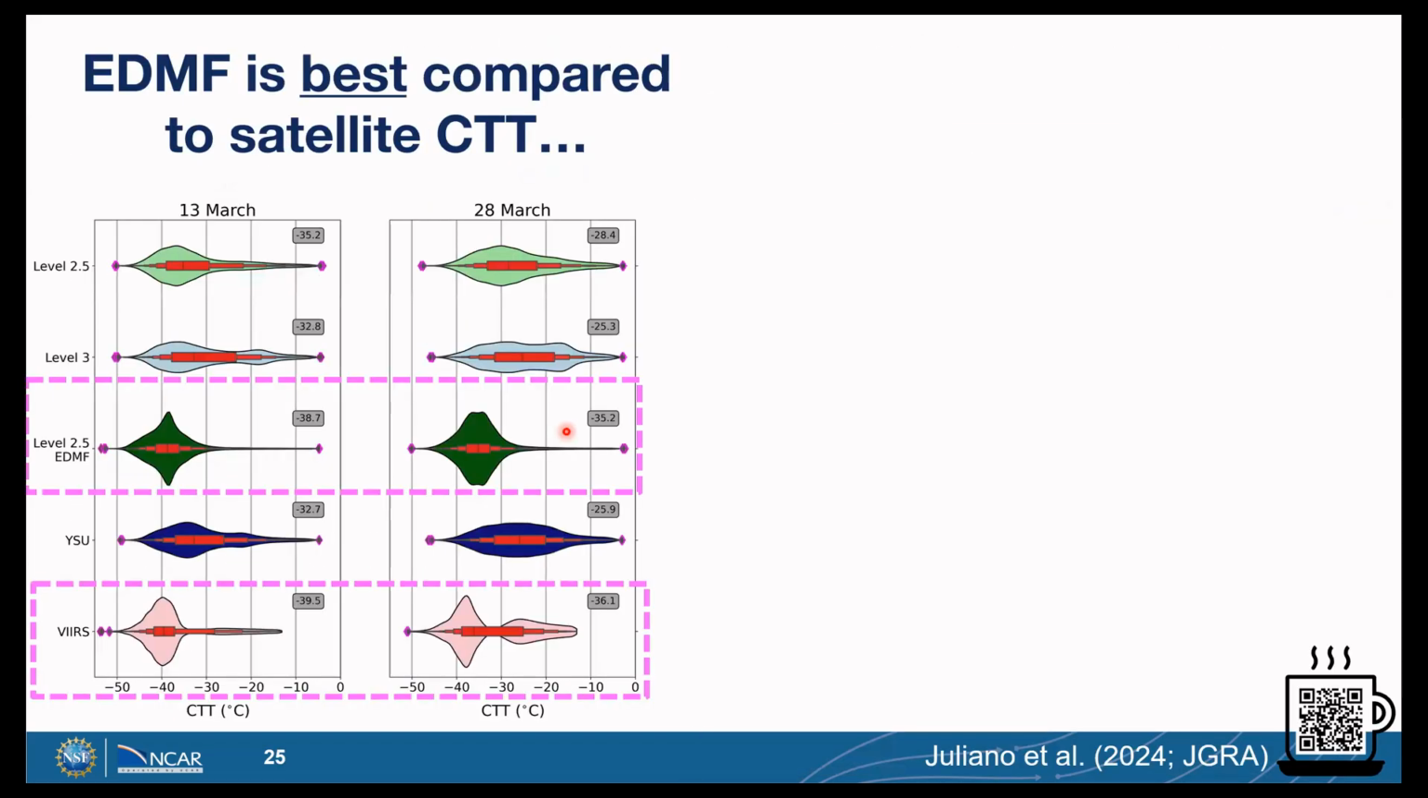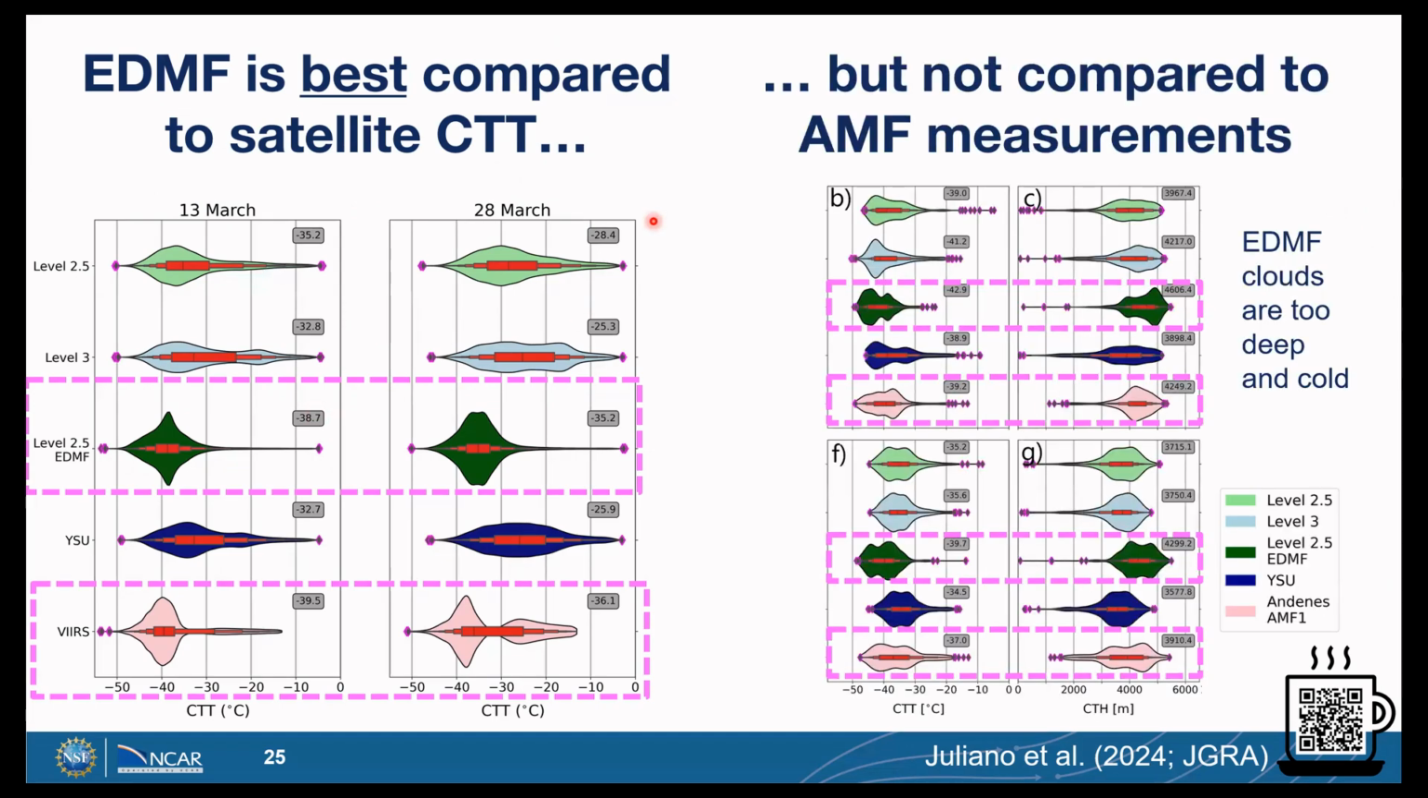So what we find is that EDMF compares best to satellite cloud top temperature, as opposed to some of these other approaches for a turbulence closure. But when we compare to the AMF1 measurements, so from ground-based, it actually performed, I wouldn't say performed badly, but it performed worse. And in this analysis, we found that the EDMF clouds are too deep and they're too cold. So that tells us that likely the mass flux scheme is too active.